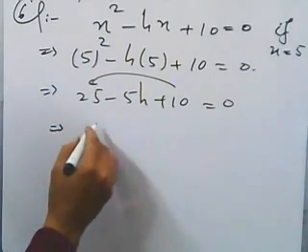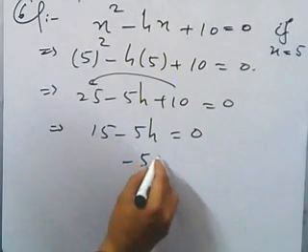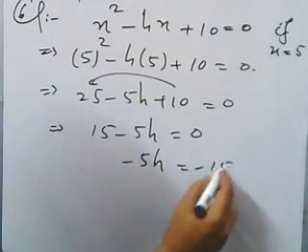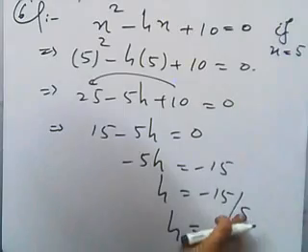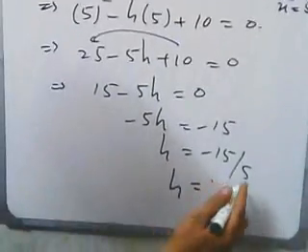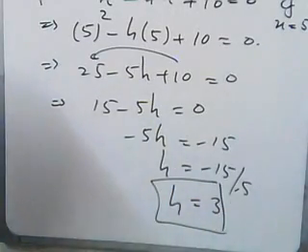So you will get 15 minus 5h is equal to 0. So 5h is equal to minus 15, and h is equal to minus 15 by minus 5, you will get 5 3s are 15. So minus minus will be cancelled, so the value of h is 3. So you see here the given equation, after putting the values, we have calculated that the value of h is 3.